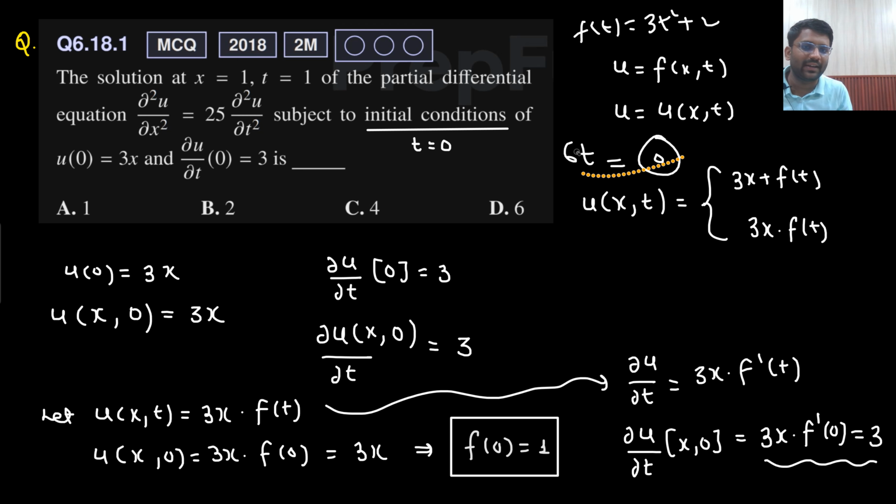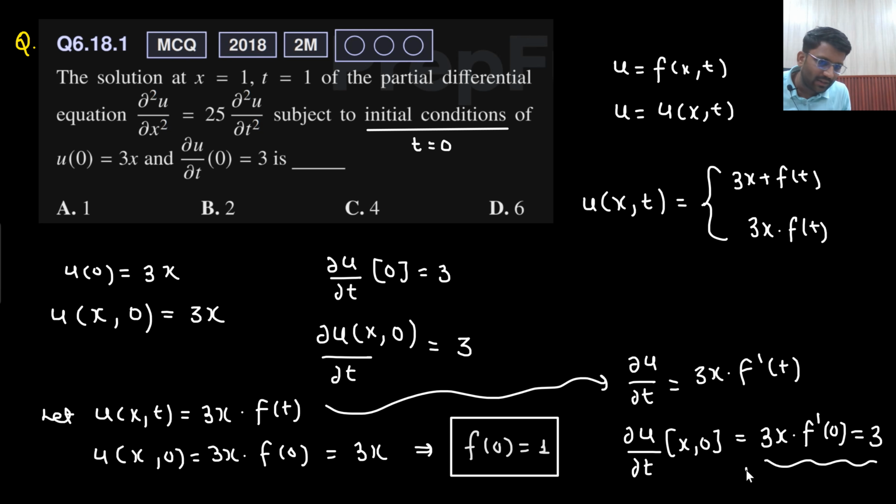From this condition, what I am getting is that f dash t at t equals to 0 should be equal to 1 by x. That means you differentiate your function with respect to t, then you put t equals to 0, and it should come out to be 1 by x. That means it should be a function of x. Is it possible? No, it is not possible. That means this case is not possible.